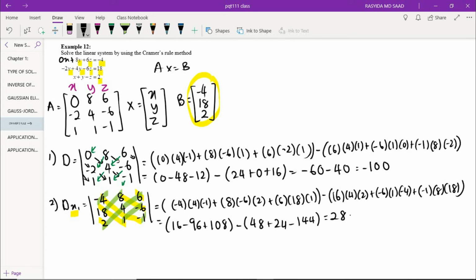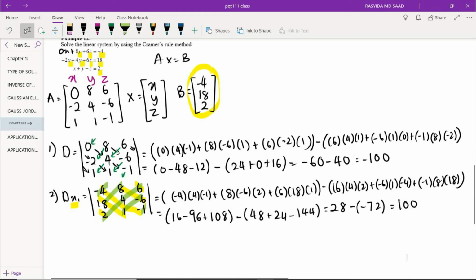Minus 48 plus 24 minus 144, so negative 72. So 28 plus 72, and this one is for Dx1. So you need to find Dx2.